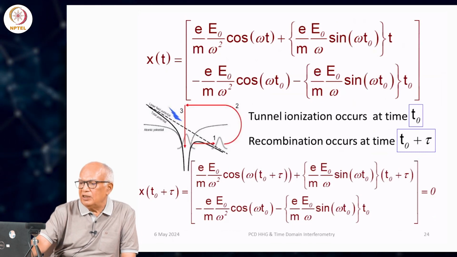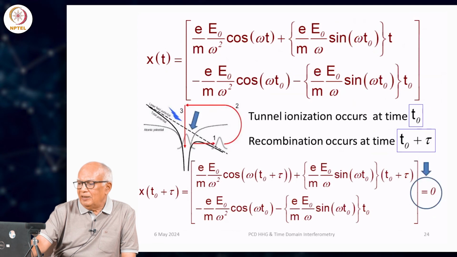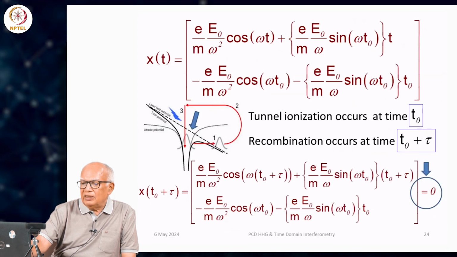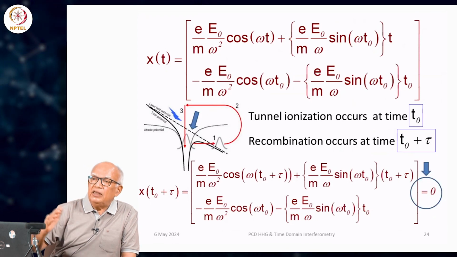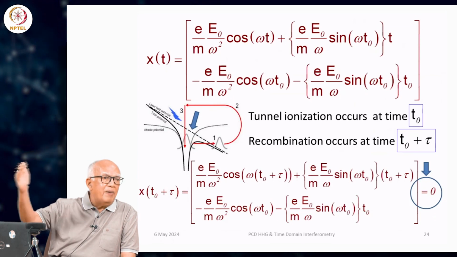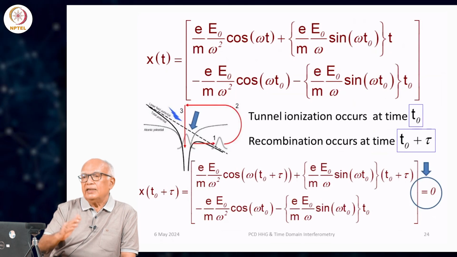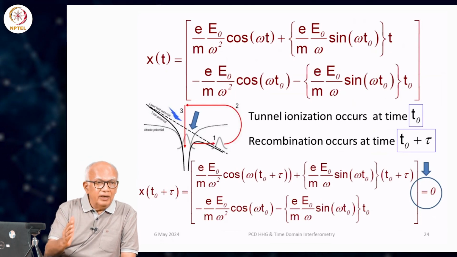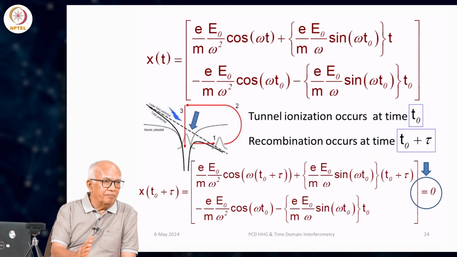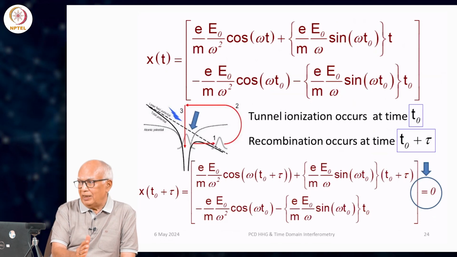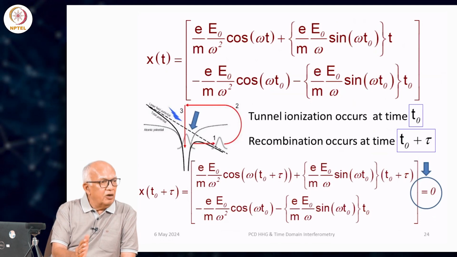I will show the result on the next slide. What is happening is that after t0 plus tau, it comes back and recombines, which means that the x at t0 plus tau is again equal to 0. That is important because that is a signature of recombination.